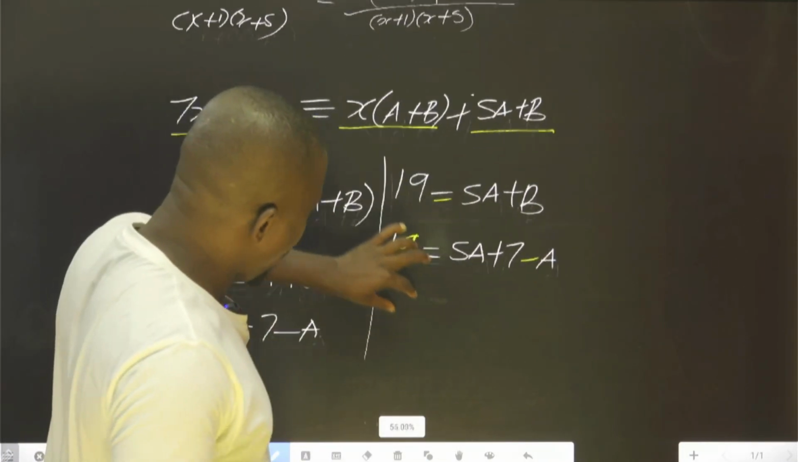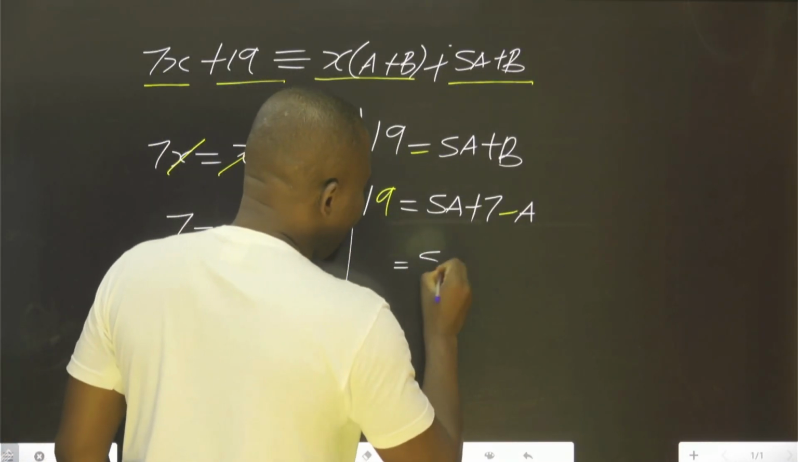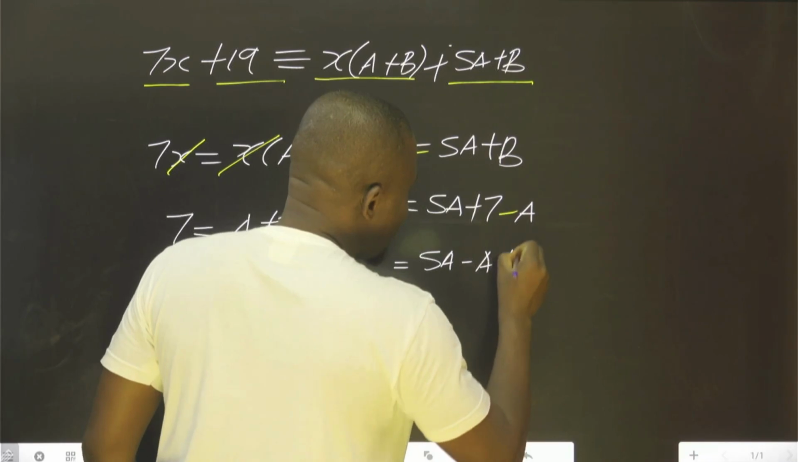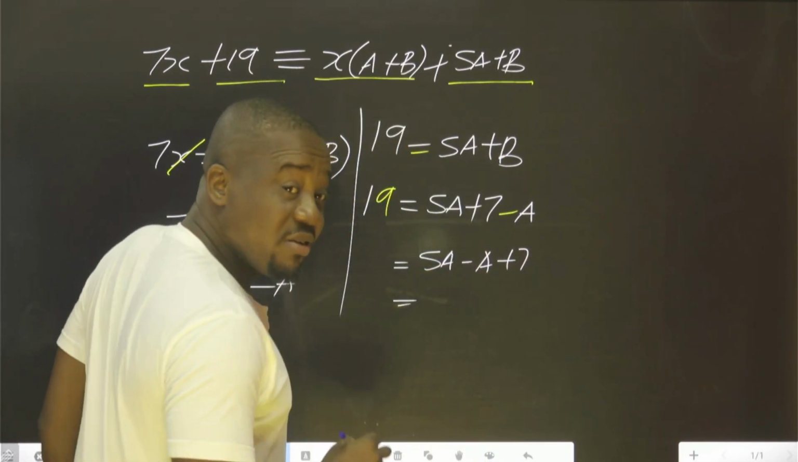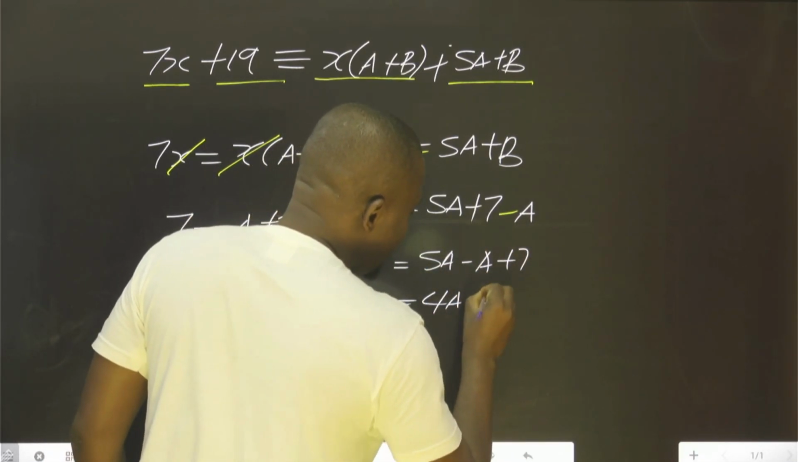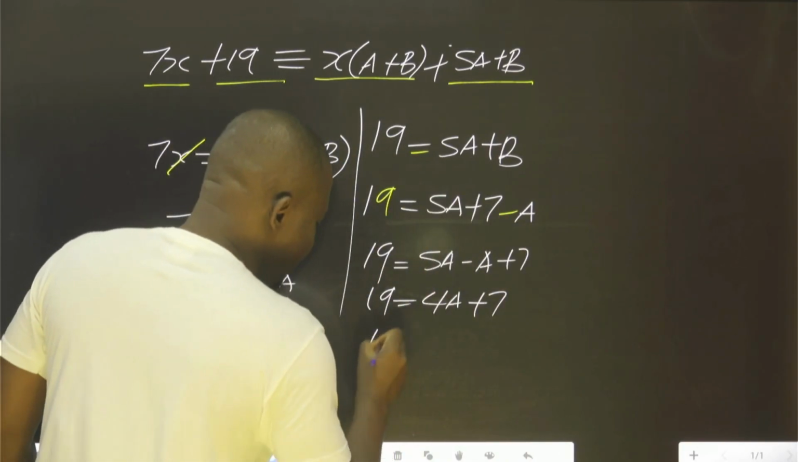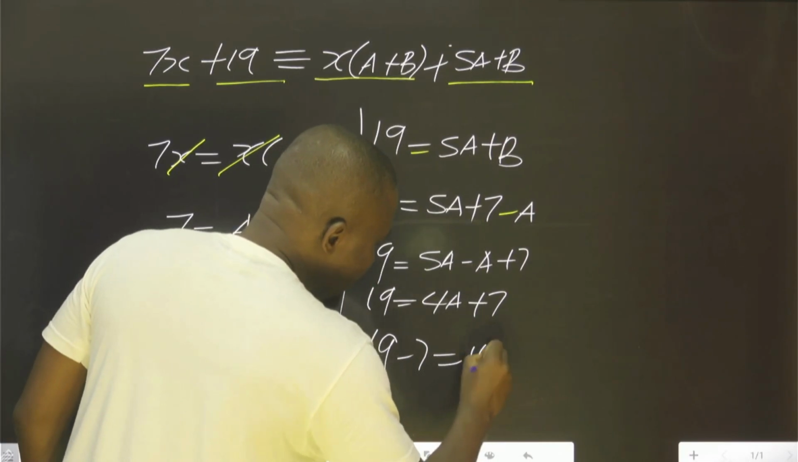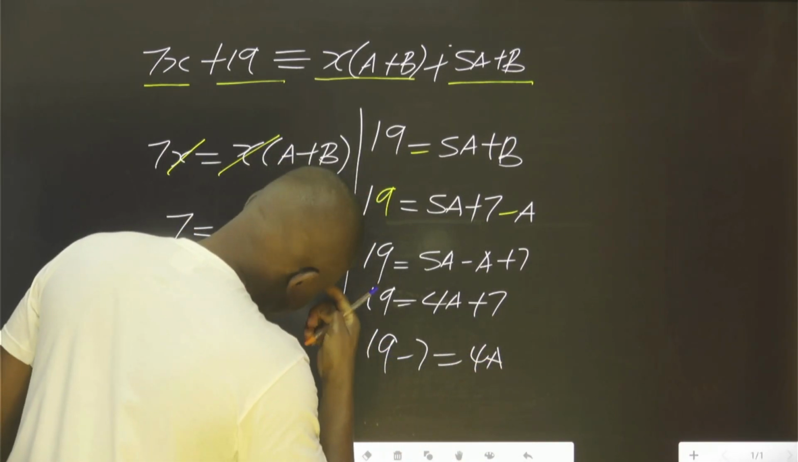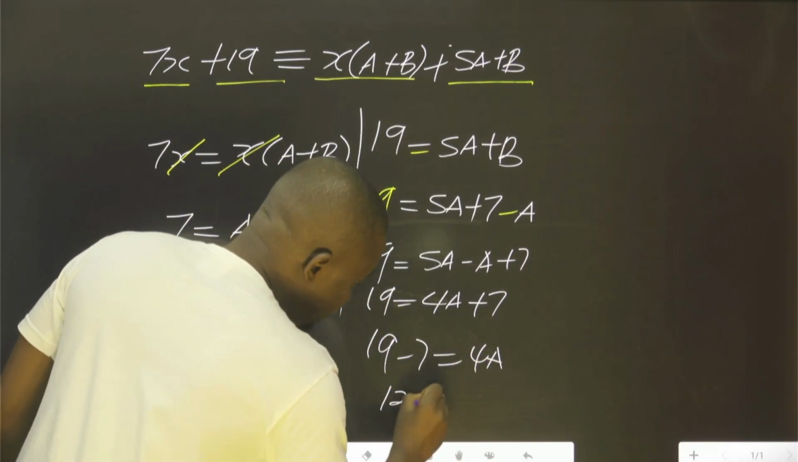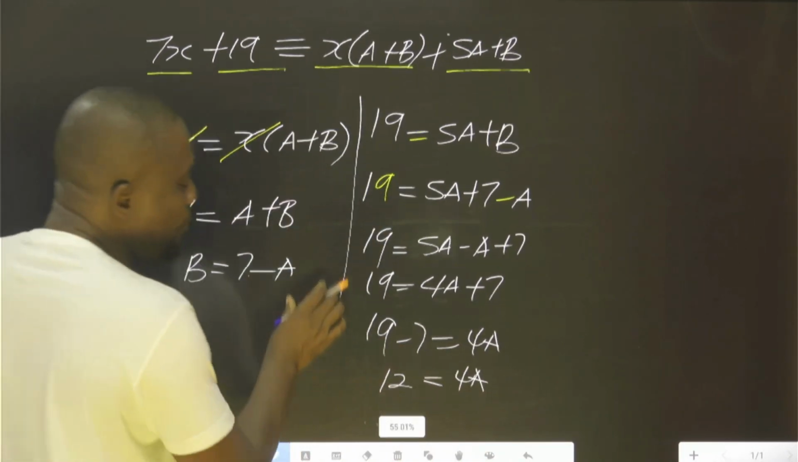Then we work this out. This is 5A minus A plus 7. This minus this will give us 4A plus 7. We move 7 to this side. You agree with me, this will give us 12. We divide both sides by 4.